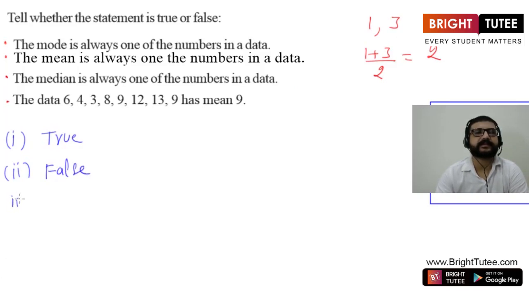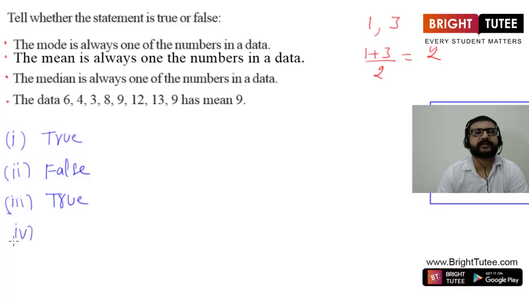Now the third statement is, the median is always one of the numbers in a data. Now as we know, median is the middle value when the data is arranged in ascending or descending order. So when the data is arranged in ascending or descending order, all the values are from the data itself. So the middle value will also be from the data only. So we can say median is always one of the numbers in a data. Hence the given statement is true.